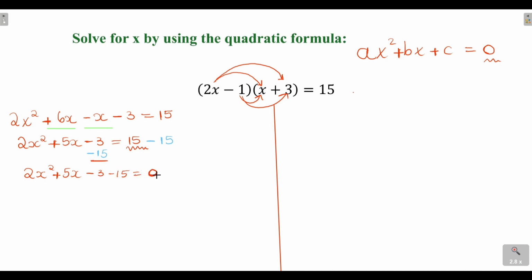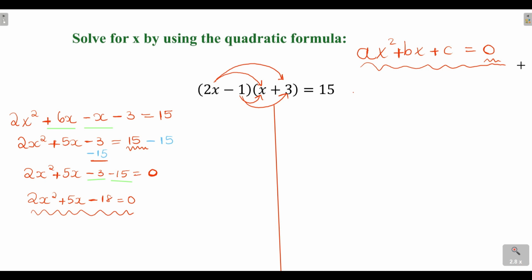Can we simplify the left hand side any further? Yes, we can. We've got like terms here, that negative 3 and negative 15. So if we simplify that further, our equation is now going to be 2x squared plus 5x minus 3 minus 15, which is minus 18, is equal to 0. Now what do we see? We see that now our equation is in the form of ax squared plus bx plus c is equal to 0. So now we can apply the quadratic formula.